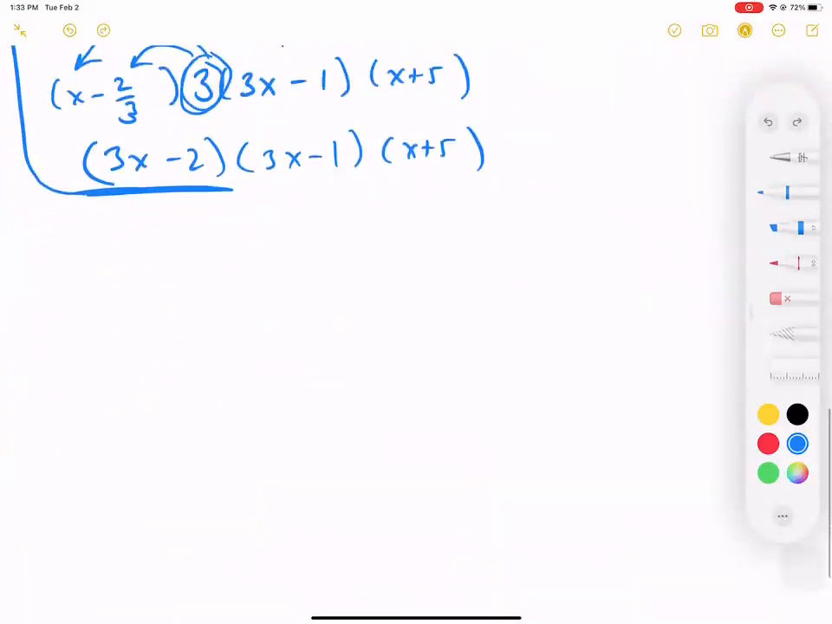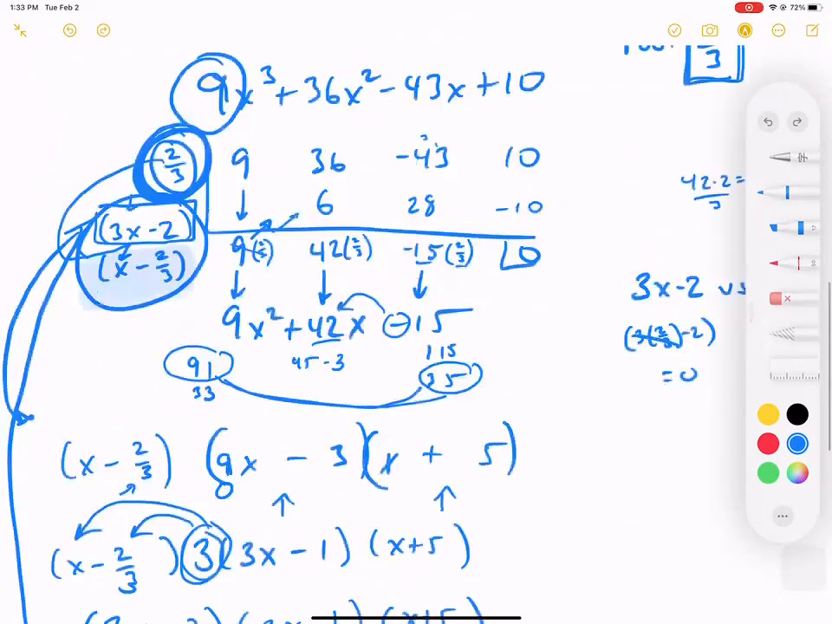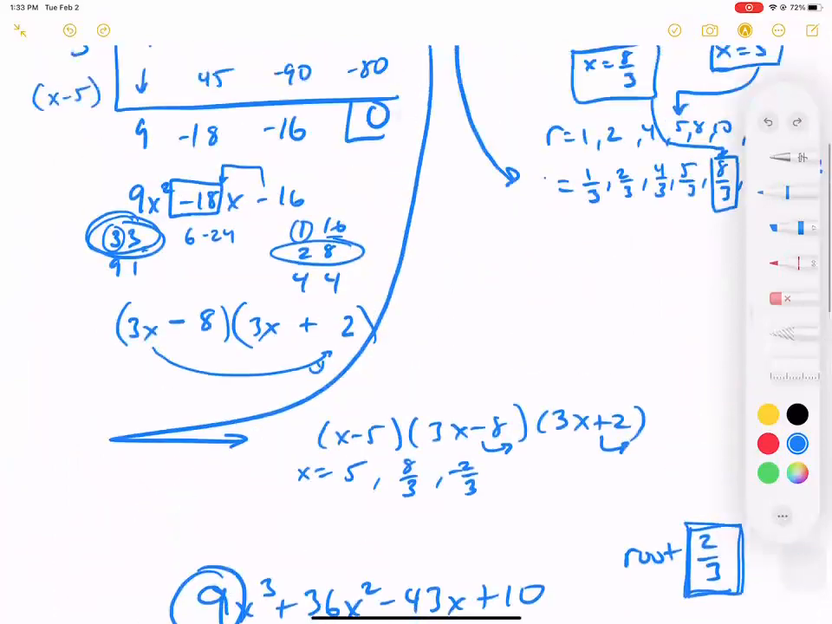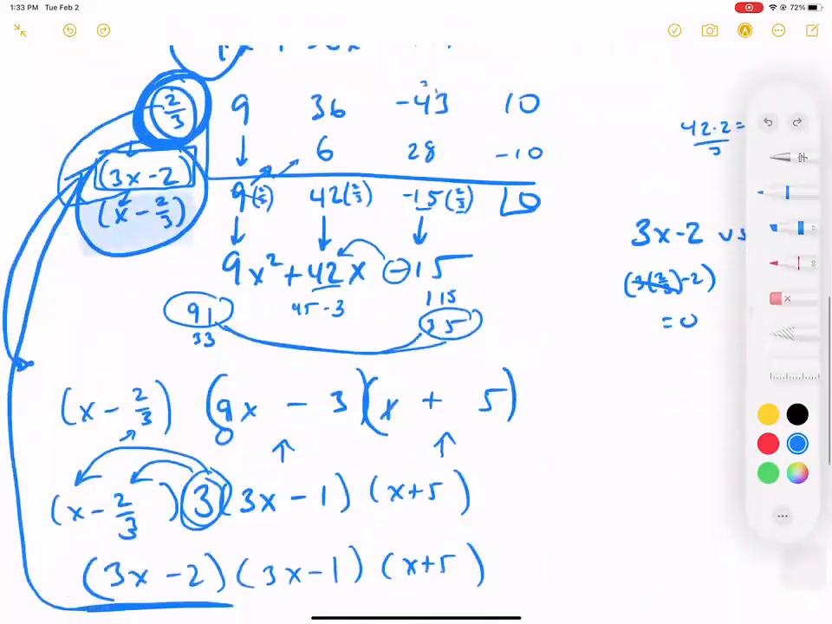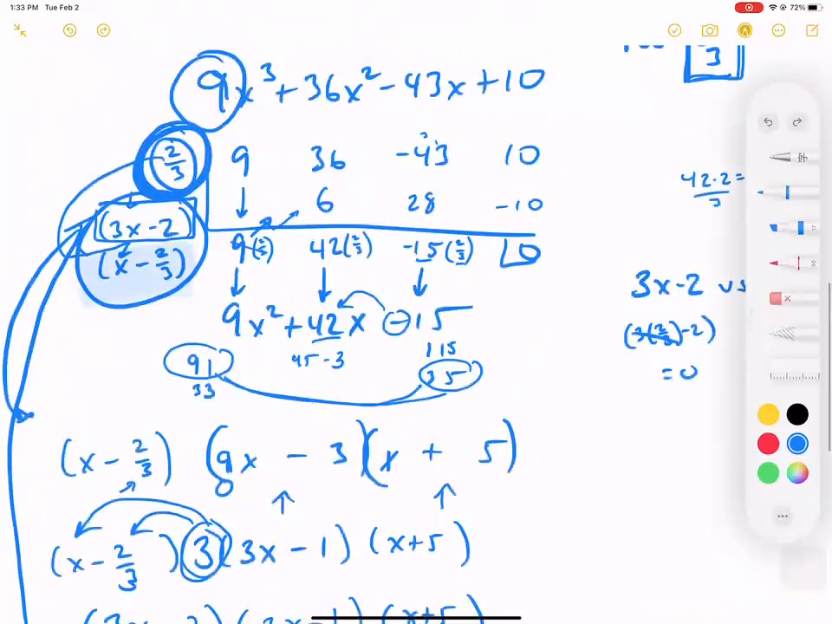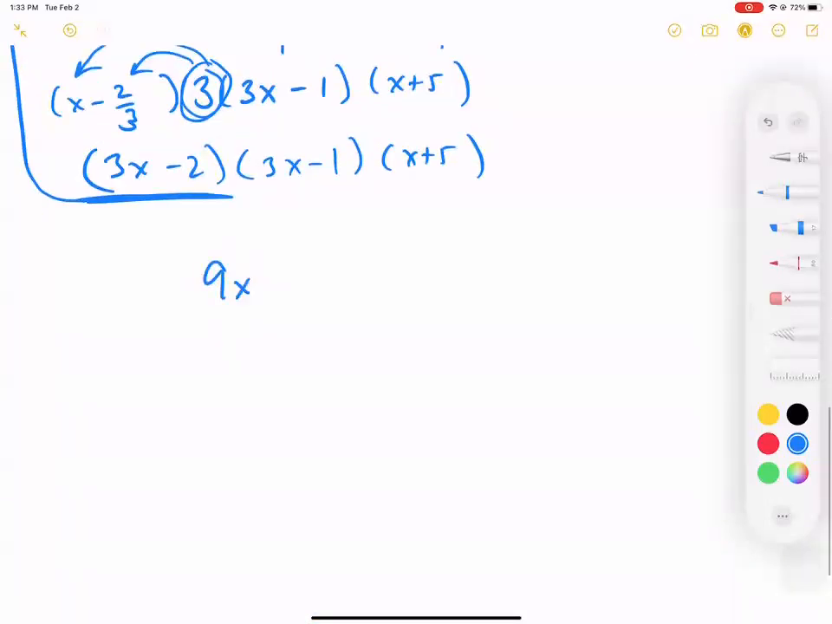Let's do one more problem. Let me check something here. Okay, let me give you one more problem: 9x cubed plus 18x squared minus 7x minus 20.